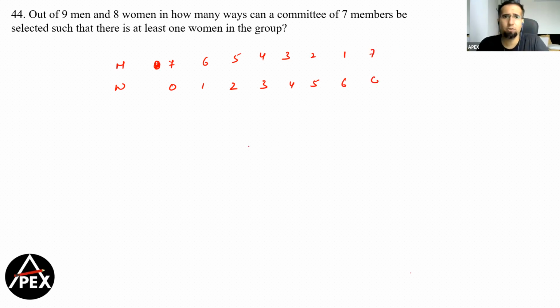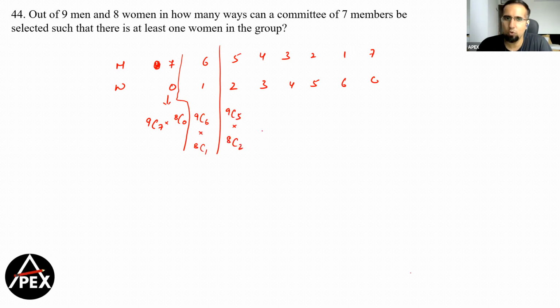Now, individually, if you want to do them, this is nothing but 9C7 into 8C0. Okay, this part. Now, this part is nothing but 9C6 into 8C1. Clear? Now, this part is 9C5 into 8C2, and so on. When you add all of these, this is what gives you nothing but 17C7.